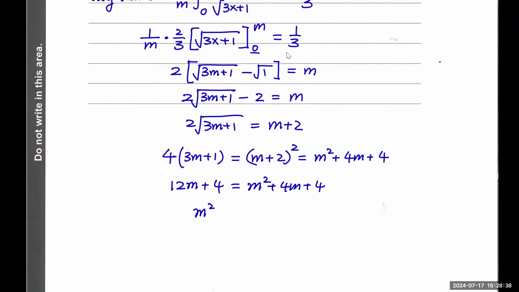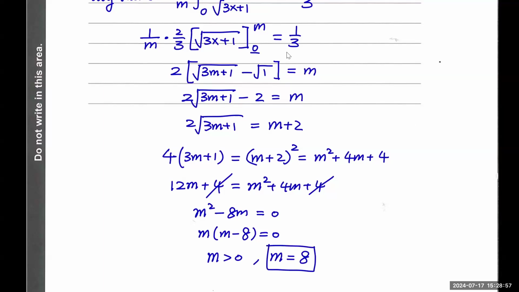And m squared minus, for example, 8m. You can cancel out the 4 here. 4m subtracting 12m is minus 8m. And that equals 0. So m times m minus 8 equals 0. But m must be greater than 0. Your m can only be 8. Okay? Something along this line.